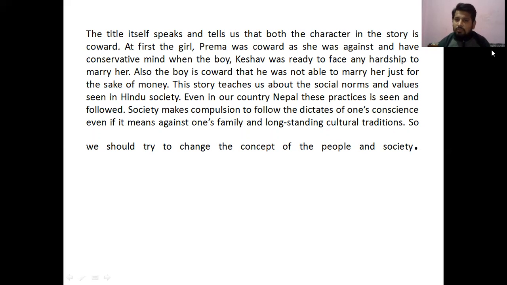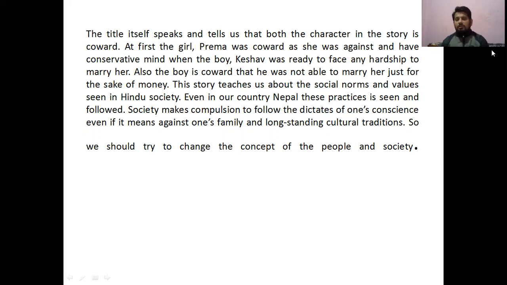Even in our country, Nepal, this practice is seen and followed. Society makes it compulsory to follow the dictates of one's conscience, even if it means going against one's family and long-standing cultural tradition. So we should try to change the concept of the people and society.